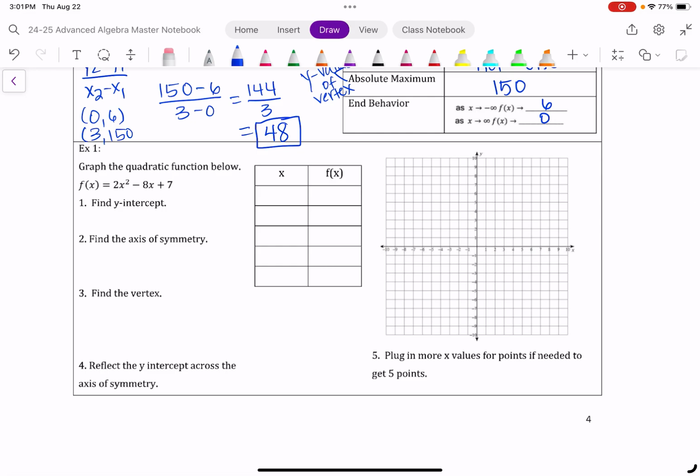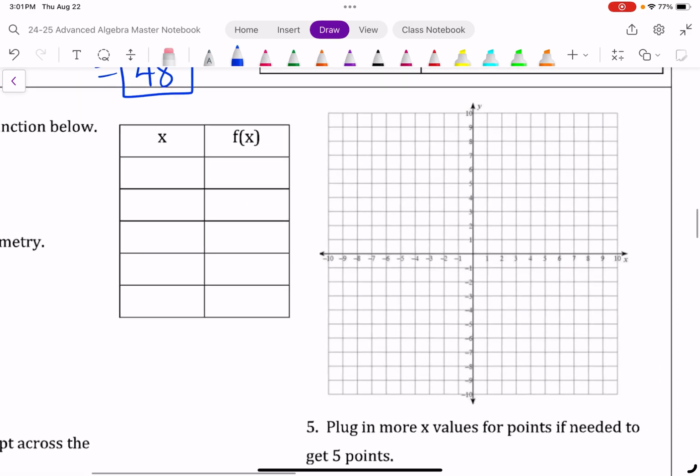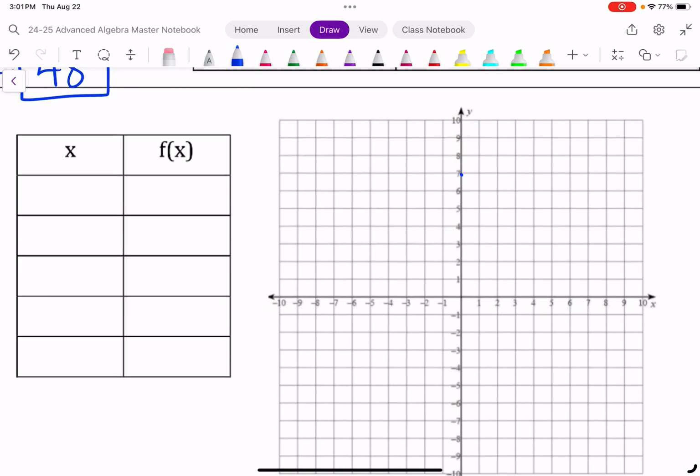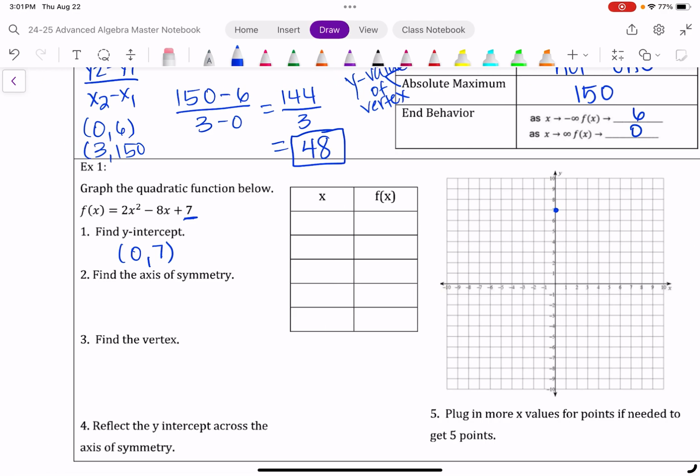All right, example number 1. It says graph the quadratic function. First, it wants us to find the y-intercept. Remember, your y-intercept is always by itself. So our y-intercept is 0, 7. And we'll go over here and we'll graph it. 0, 7. Okay. Next, we find the axis of symmetry. Remember, that is x equals negative b over 2a. And I put that in the calculator. And I get x equals 2.